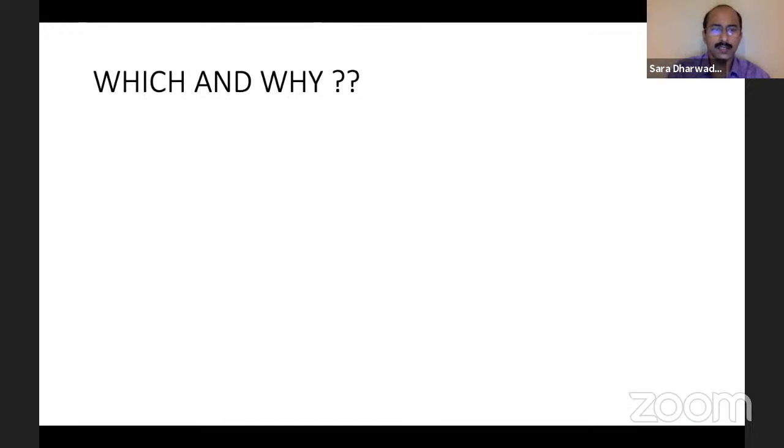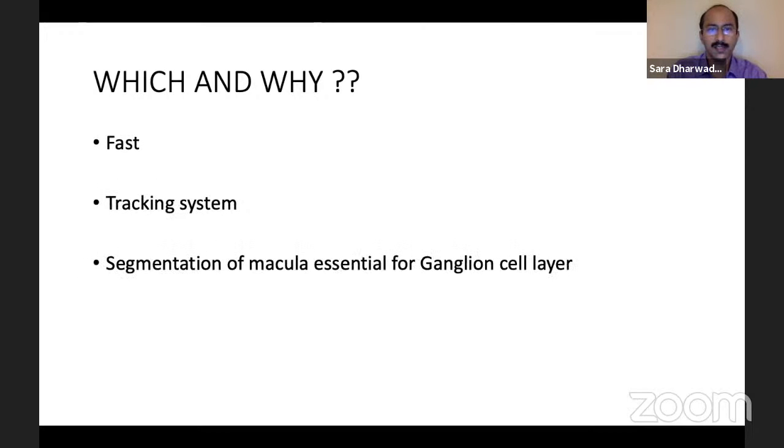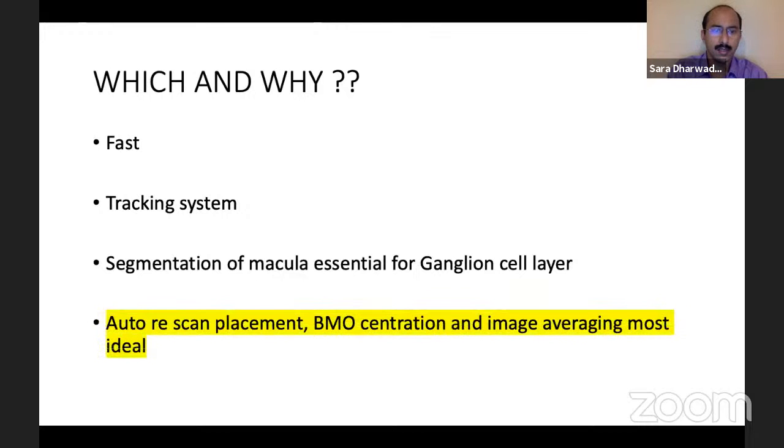Now, that's why the next question: which machine and why? You need a machine that is fast, having a tracking system. Segmentation of the macula is essential. You may not have an independent segmentation of the ganglion cell layer, but you should have an accurate segmentation of the macula, which can be represented usually in a single chart. That's where you can correlate the neuron right from the optic nerve head to the macular ganglion cell. Auto rescan placement, DMO centration, and image averaging are ideal, and this gives you superb data which you can correlate and use in the management of glaucoma patients.